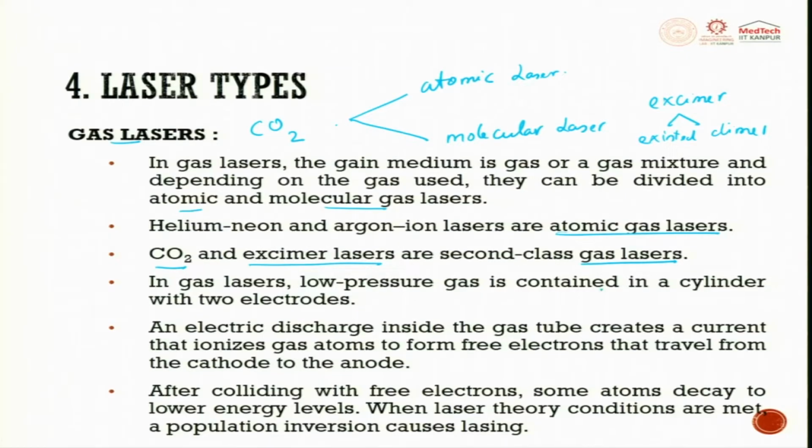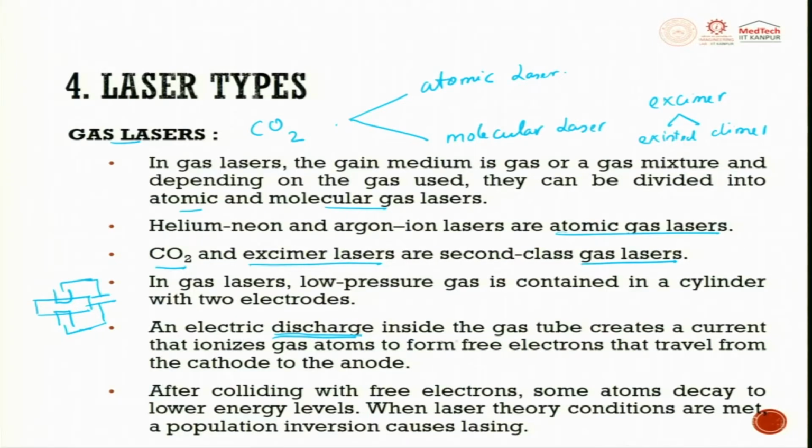Low pressure gas is contained in a cylinder with 2 electrodes. This is what I said, you have a container, you have electrodes, you pass current, and then you try to activate whatever you want. So, an electric discharge inside the gas tube creates a current that ionizes gas atoms to form free electrons that travel from the cathode to the anode. Discharge means it reaches a stage and it starts discharging. That means in between the 2 electrodes you will have air. This dielectric has to be broken. When it breaks, it creates a discharge.